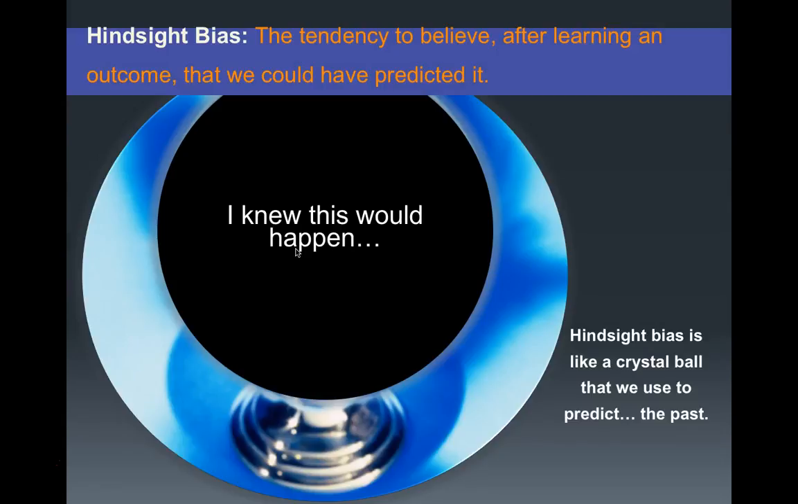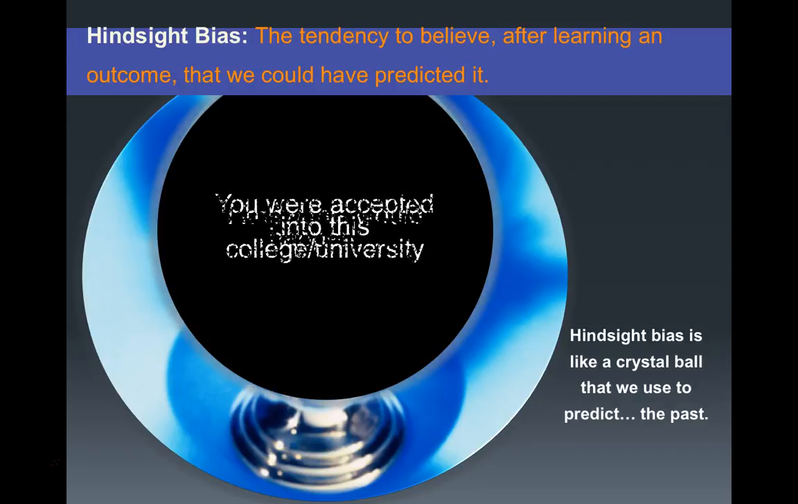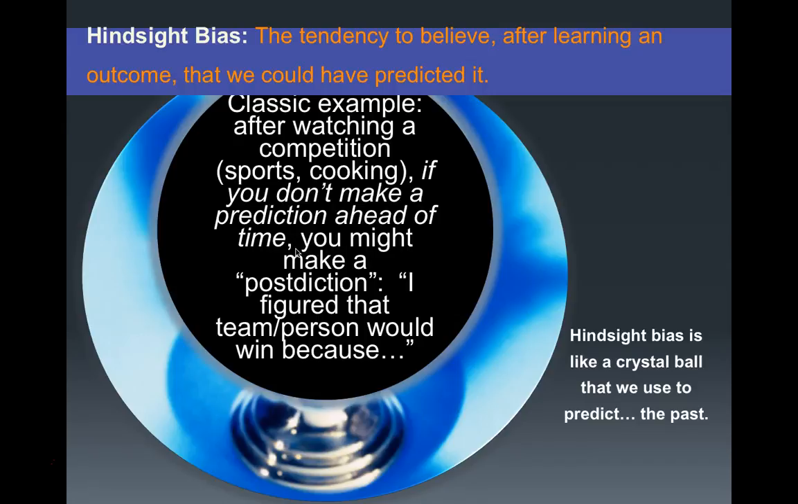And then there's the hindsight bias. This is the tendency to believe, after learning an outcome, that we could have predicted it. So, you knew you'd be accepted into this college. And the classic example is after watching a competition. If you don't make a prediction ahead of time, you might make a postdiction. I figured that person would win because blah, blah, blah. There's many examples of the hindsight bias.